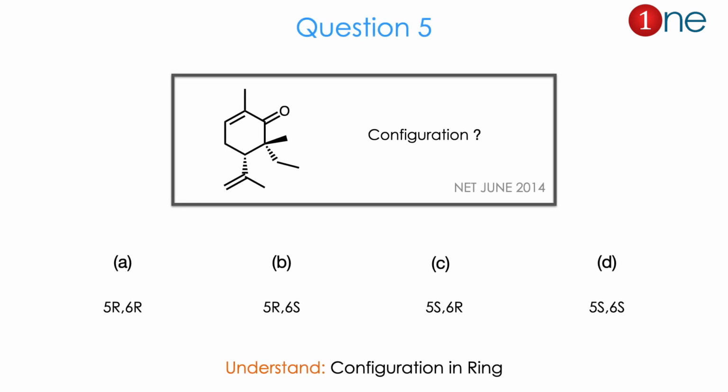Then question number 5. They gave a structure and ask you to find the configuration of the chiral carbons. Whether they are 5R, 6R, or 5R, 6S, or 5S, 6R, or 5S, 6S. So they ask you to find the absolute configuration. From the structure and possible answers, you might realize how the configuration differs in the ring. The answer is C. Let us see how.